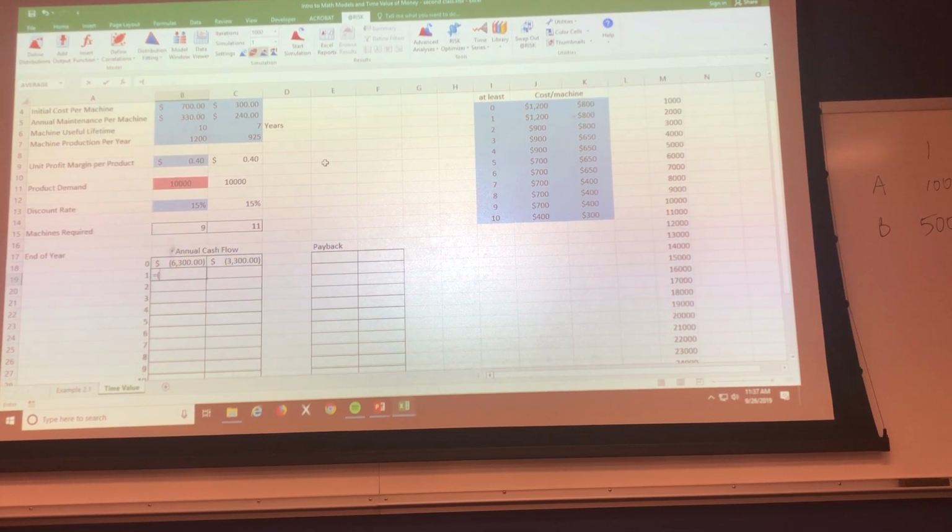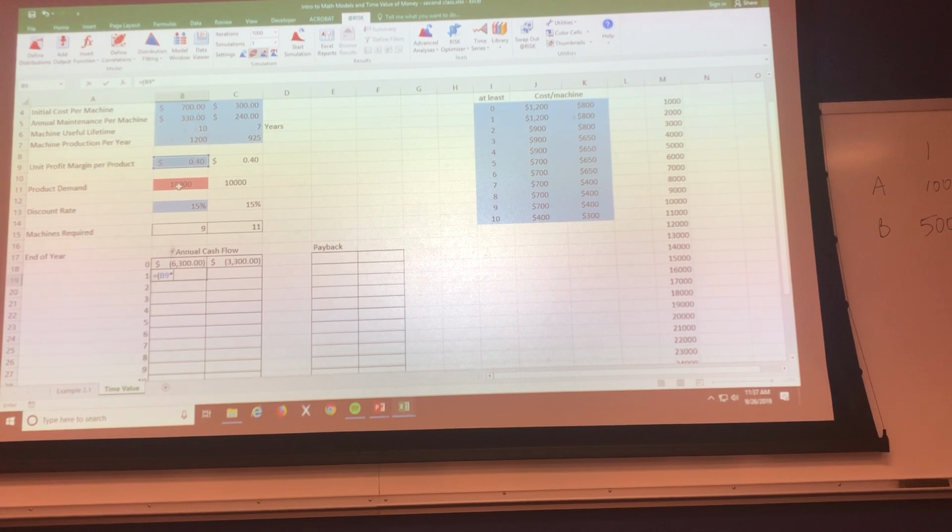Unit profit, no, the unit profit margin times product demand. Yes. So in a year, I assume that I get 10,000 units, with a 40-cent profit margin on each one of those units. This is a simplistic model. That's the only inflow of cash that's shown on here.